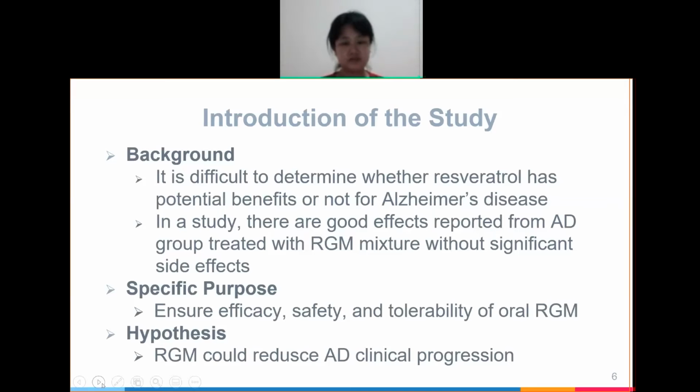This study had two specific goals. The first one was to test RGM efficacy and safety in AD patients by conducting trials with exact replication. The second one was to assess efficacy at 12 months. The hypothesis of this study was that RGM could reduce AD progression significantly and have significant beneficial effects.